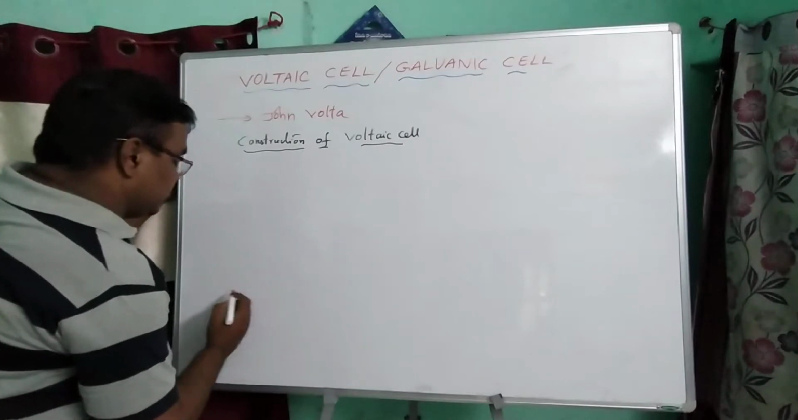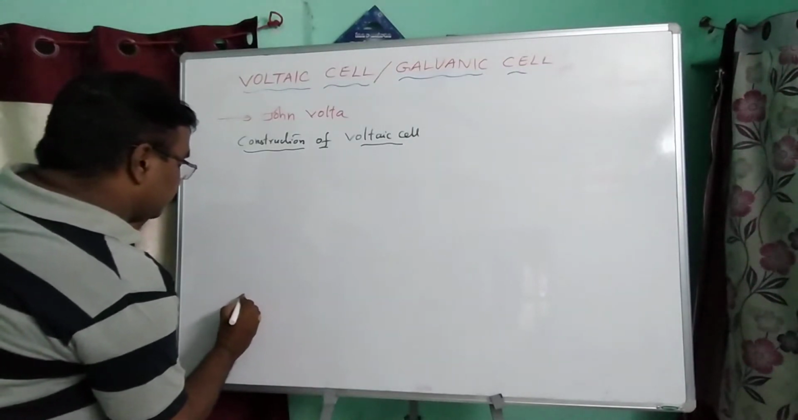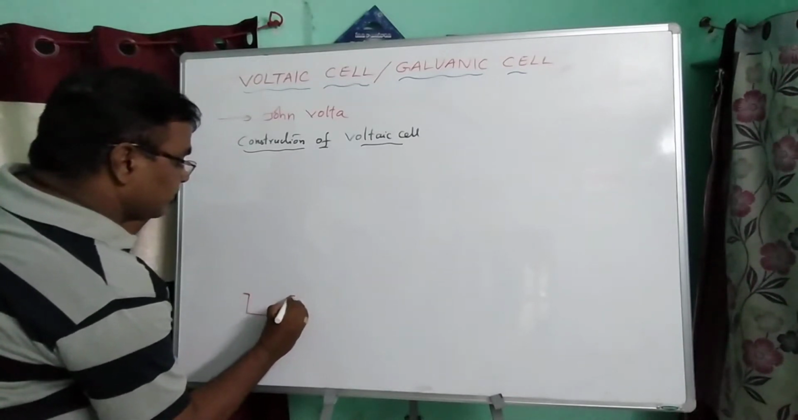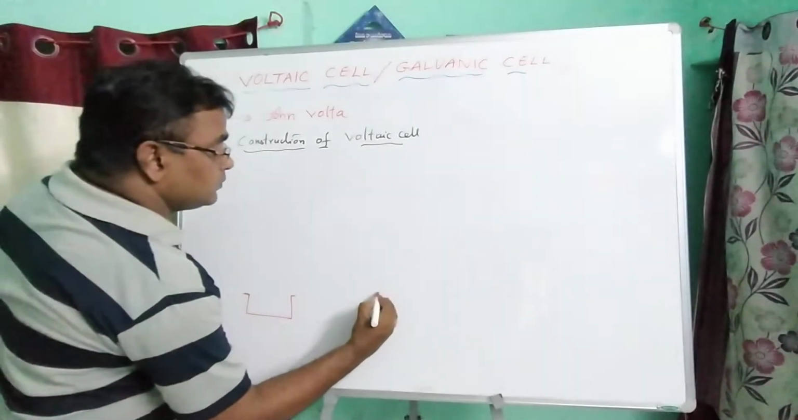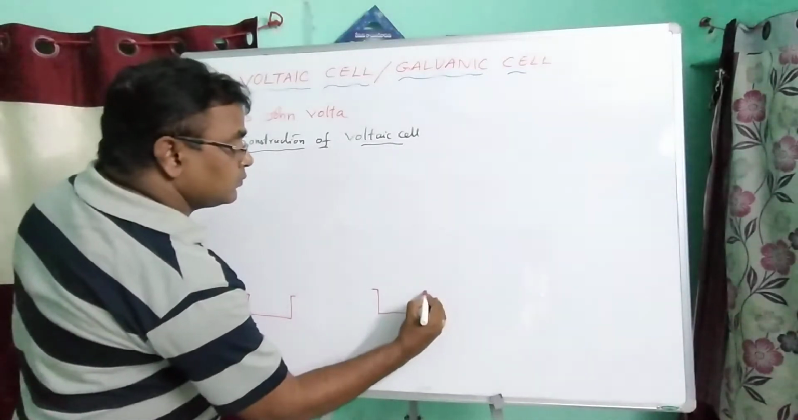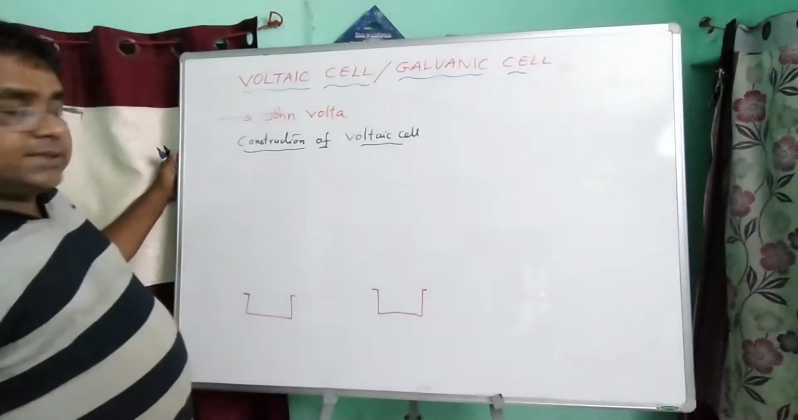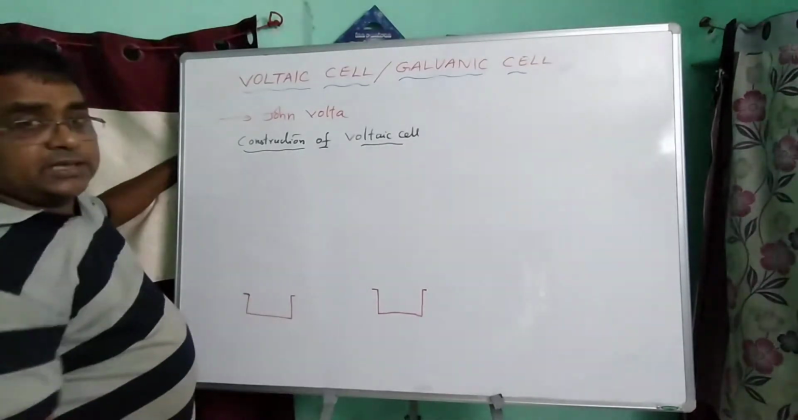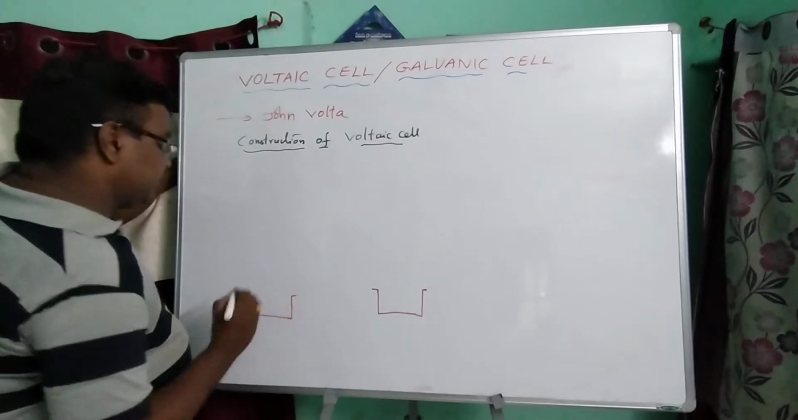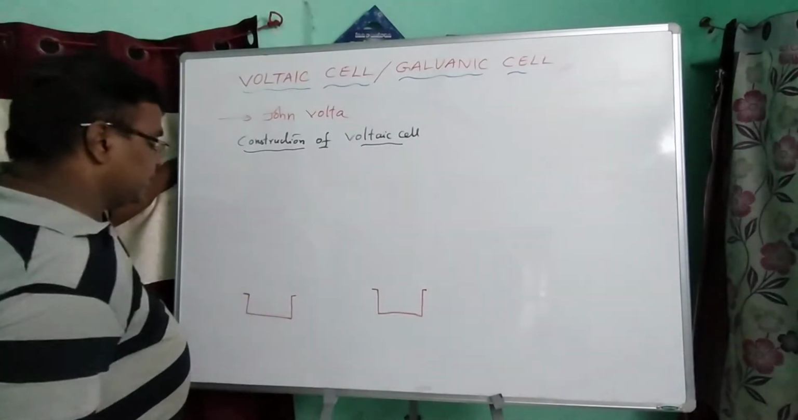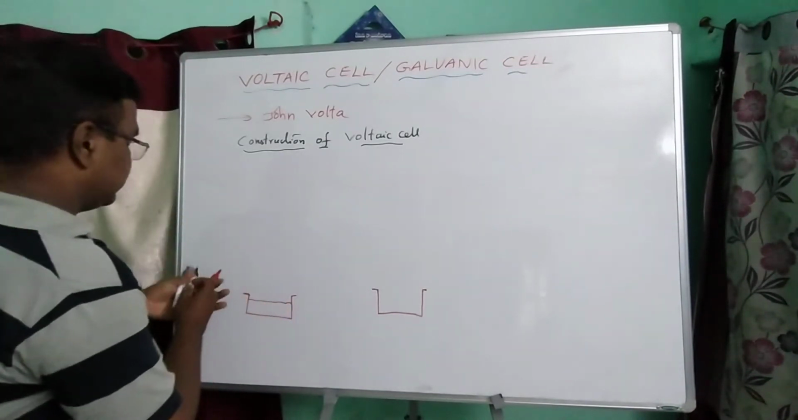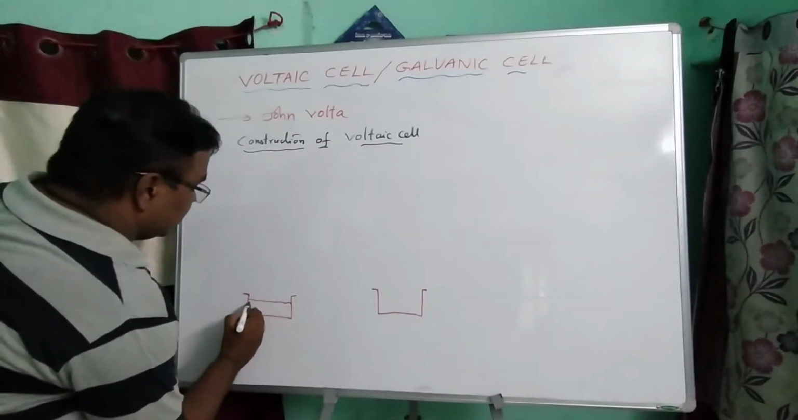In the voltaic cell, we are now explaining the construction. We take two separate glass tubs. This is the first glass tub, this is the second glass tub. The first glass tub is filled with zinc sulfate solution.